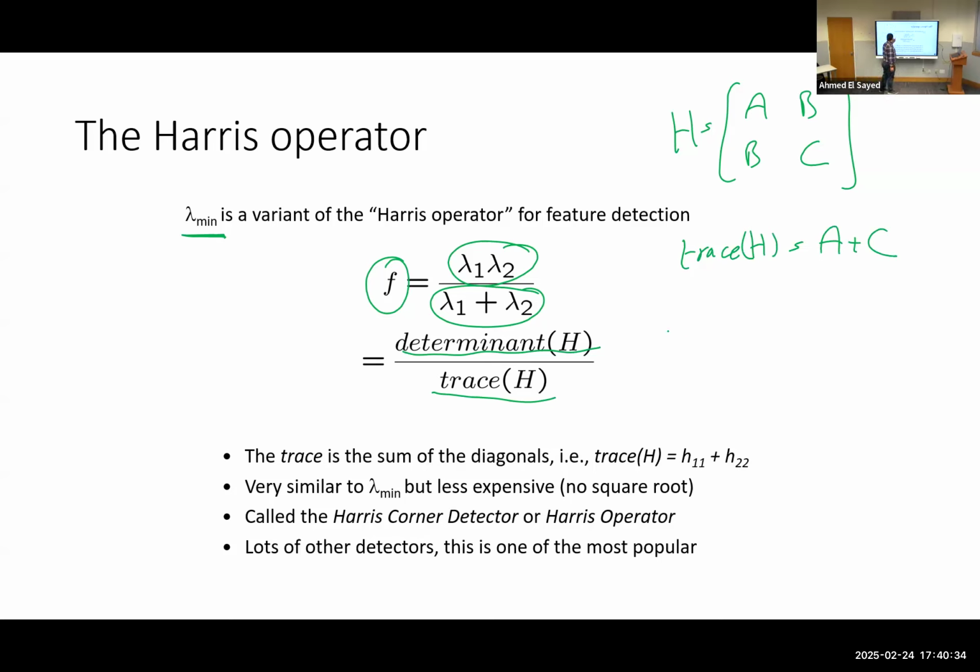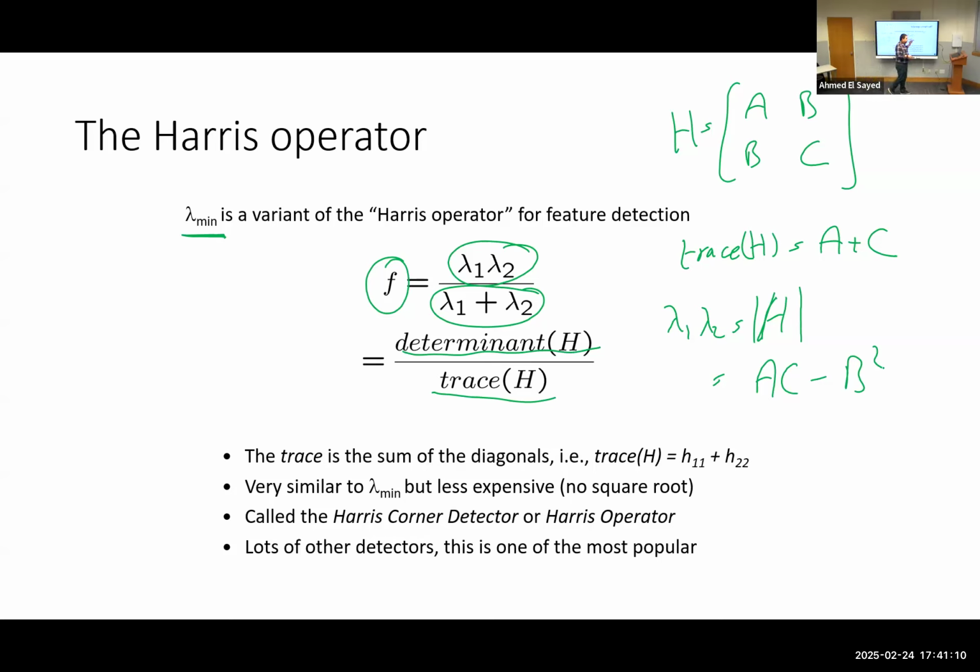And lambda 1 times lambda 2 equal the determinant of H, which is AC minus B squared. So why do I need to find the eigenvalues in this case? Calculating the eigenvalue will be extra calculation time. Just calculate the trace and the determinant and divide them over each other. You got the Harris operator. Okay?